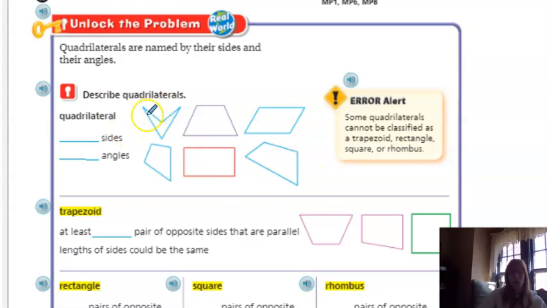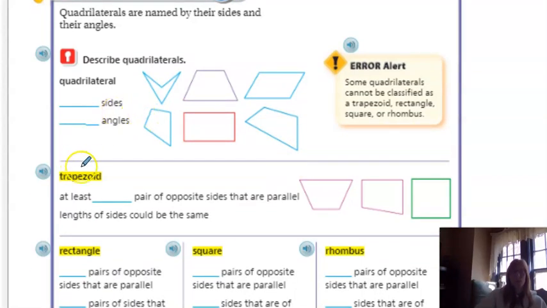Okay, so we're going to look right here. 1, 2, 3, 4, 4 lines. 1, 2, 3, 4 angles. Okay. Now this is a quadrilateral. 1, 2, 3, 4. 1, 2, 3, 4. 4 lines, 4 angles. Go through and count your angles and your lines. And you'll notice all of those have 4 lines and 4 angles, 4 sides.